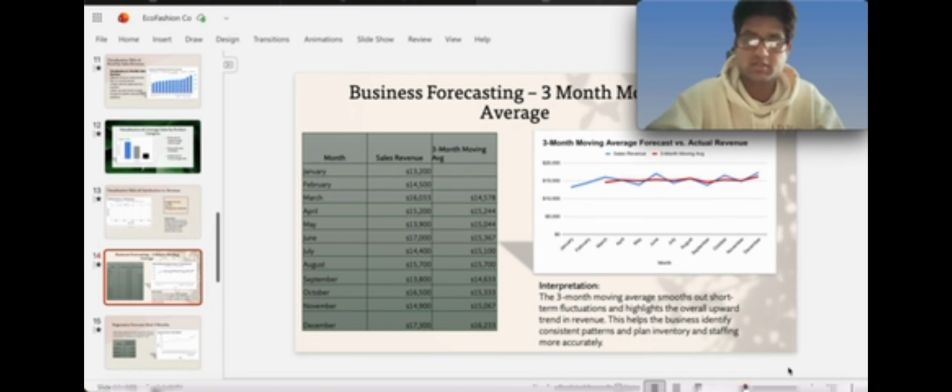Instead of reacting to changes, EcoFashion can be proactive, anticipating demand rather than scrambling to meet it. By using data-driven forecasting models, the company gains a clearer picture of where revenue is headed and how different factors influence future outcomes. This reduces uncertainty and improves decision-making at every level of the business.